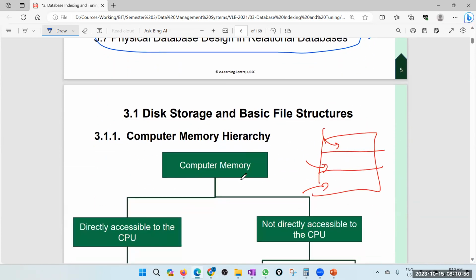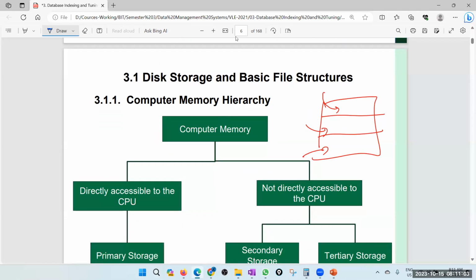Right. So this part is the easier topic. I will go through this the first part fast because this is something you have learned in your computer system. Right. So you know that we have a hierarchy of memory. Right. Hierarchy of memory.